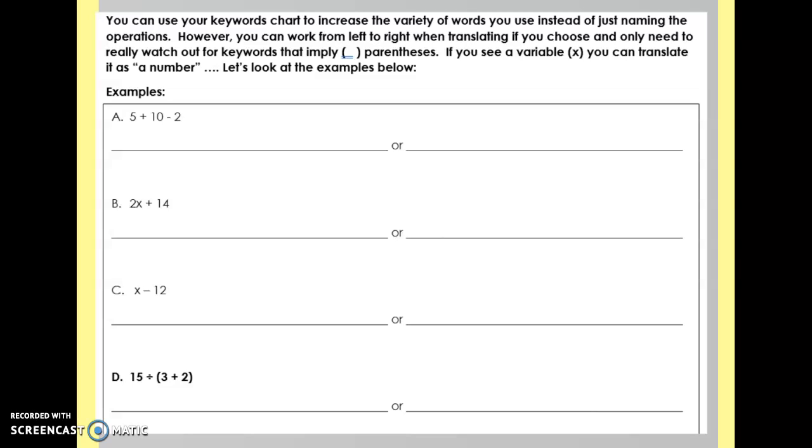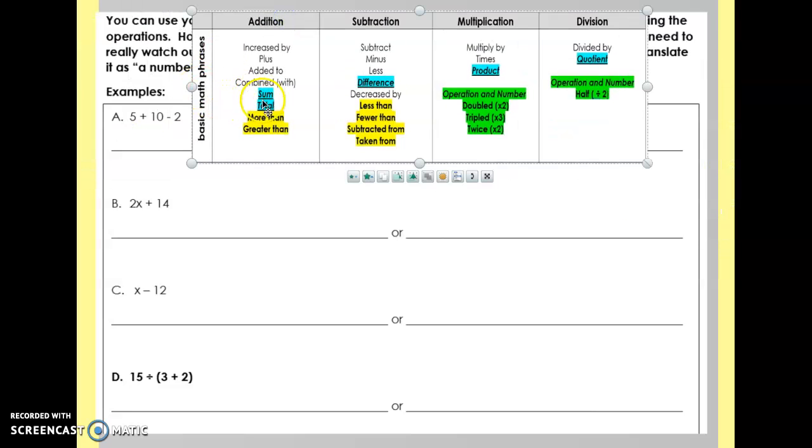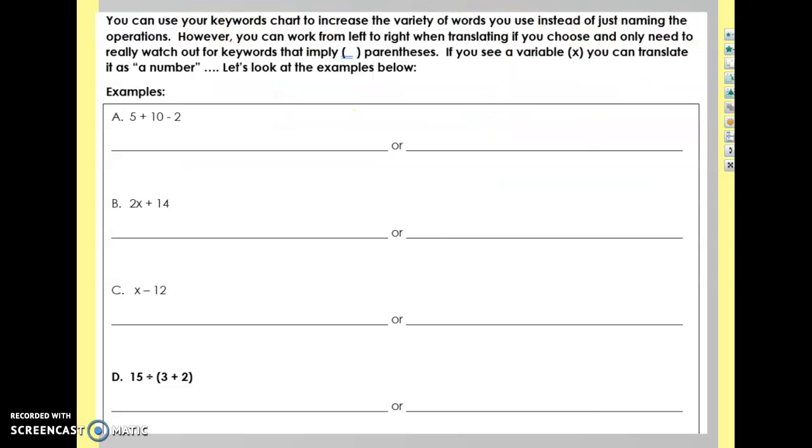All right, so you can use that keyword chart to increase the variety. You also can work left to right when translating if you choose, and only need to really watch out for keywords that imply parentheses. So if you see parentheses, you should 100% be looking to use those blue highlighted words: sum, total, difference, product, and quotient. Other than that, you just work left to right and choose phrases. The other thing I mentioned is if you see a variable X, you can translate it as a number. So let's look at some examples below.